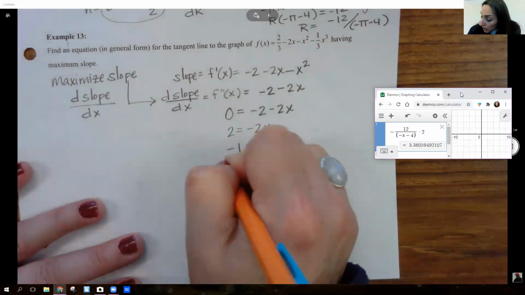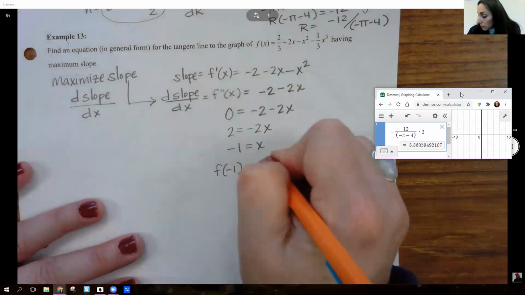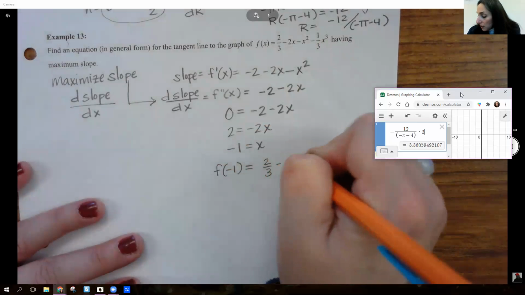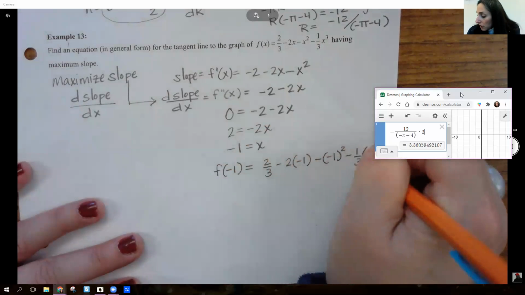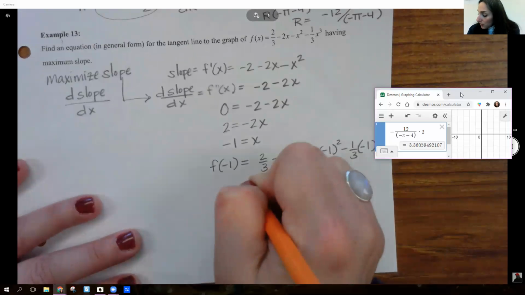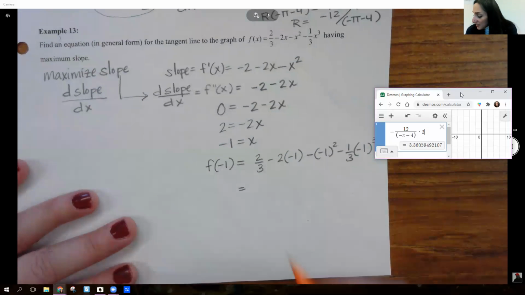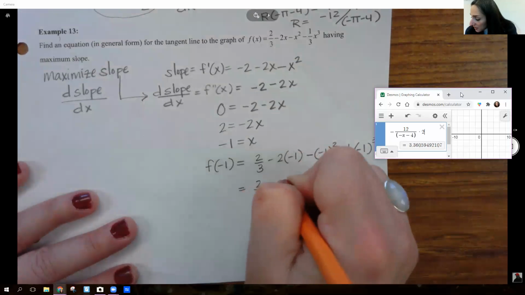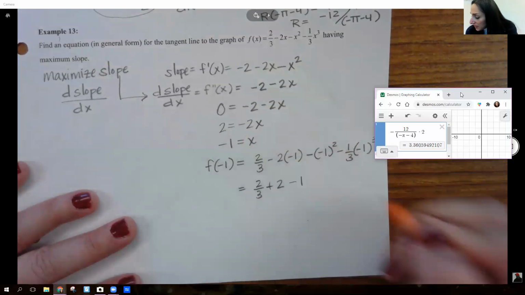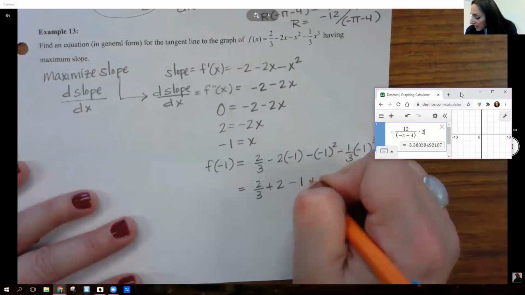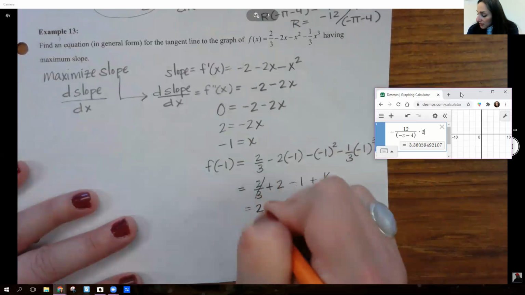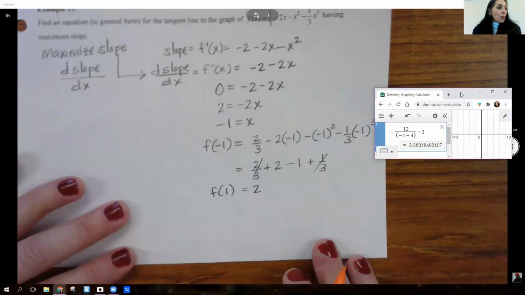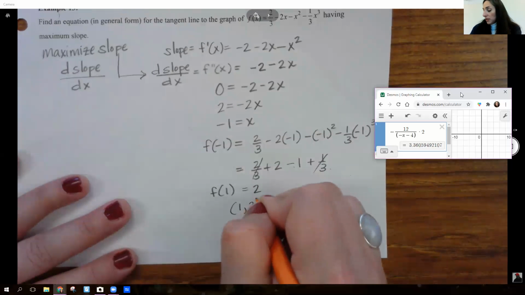So this would be f of -1, 2/3 minus 2 times -1 minus -1 squared minus 1/3 times -1 cubed. Let's see how much we can do this mentally. So 2/3 plus 2, let's see, -1 negative, negative, plus a third. So I know 2/3 plus a third is 1. 1 minus 1 is 0, so it looks like this is going to be 2. That wasn't too bad. So the point is going to be at -1, 2.